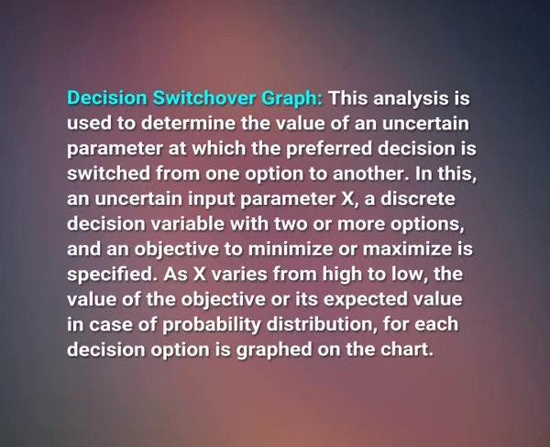In this, an uncertain input parameter x, a discrete decision variable with two or more options, and an objective to minimize or maximize is specified. As x varies from high to low, the value of the objective, or its expected value in case of probability distribution for each decision option, is graphed on the chart.